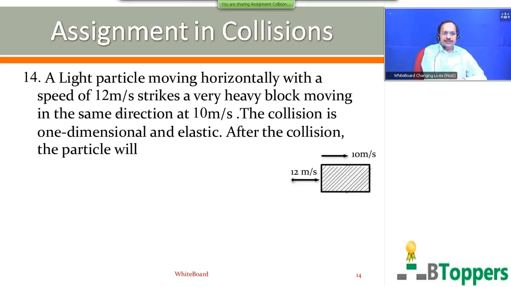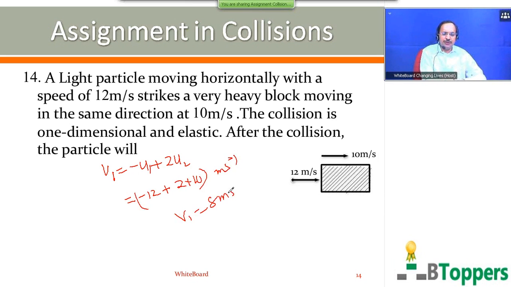If you repeat the procedure, you get v1 equal to minus u1 plus 2u2. That means I am directly writing the step. The initial velocity of the first particle is 12 meter per second. Initial velocity of the second particle is 10 meter per second in the same direction. So you get velocity of the first particle as 8 meter per second. That means if you repeat the procedure, you will get this step, when you repeat the procedure I have explained for the 12th question or 8th question.